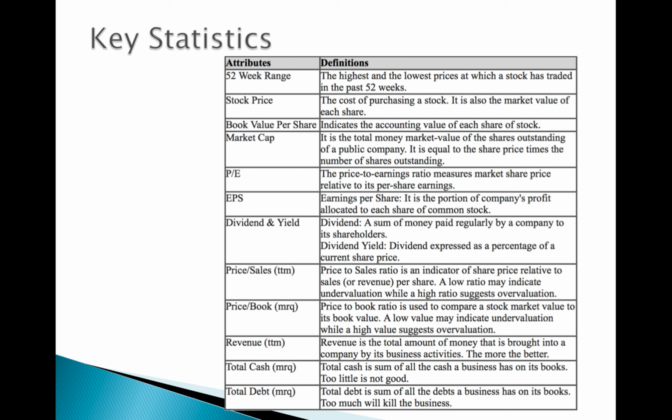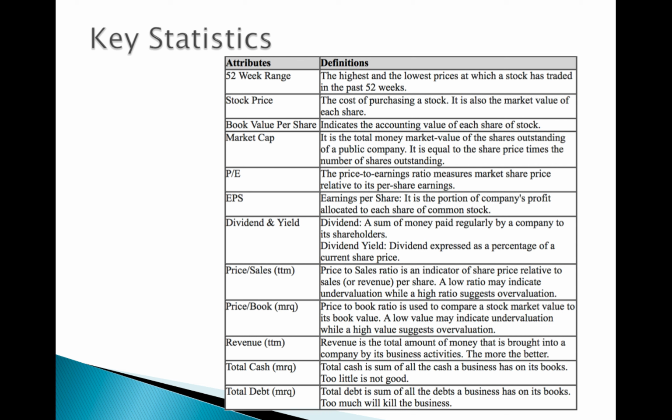52-week range. It is the highest and the lowest price at which the stock has traded in the past 52 weeks. Stock price is the market value of each share. Book value per share is the accounting value of each share. Market cap is the market value of the shares outstanding of a public company. P by E is price to earnings ratio. EPS is the earnings per share. It is the portion of company's profit allocated to each share of common stock.